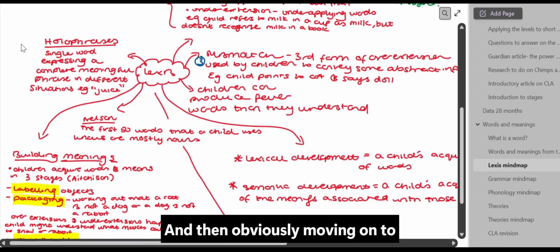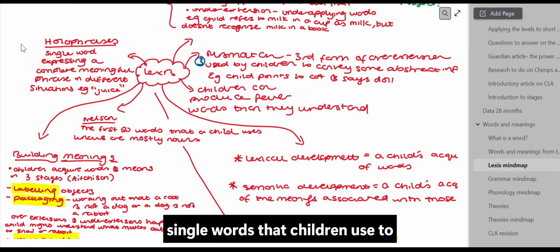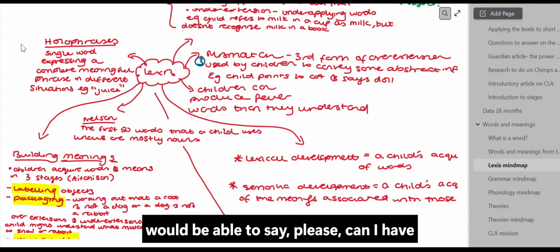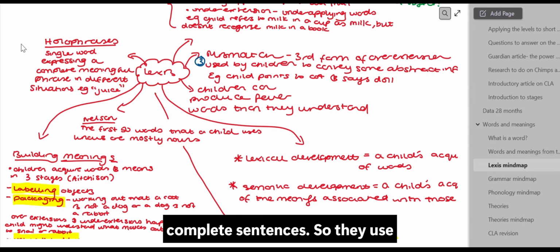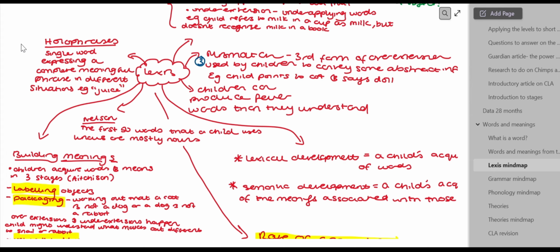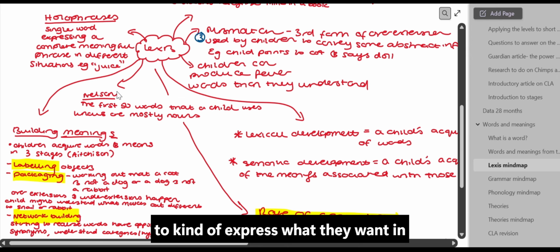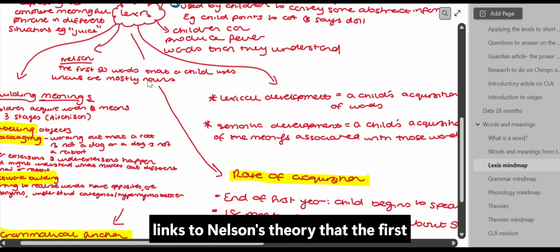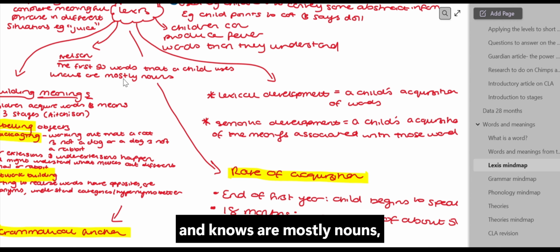Right. And then obviously moving on to holophrases. Holophrases are single words that children use to express a complete meaningful phrase in different situations. Adults would be able to say, please, can I have some juice? Or I'd like to drink some juice. But children aren't able to construct those complete sentences. So they use holophrases to convey what they want, basically using a single word to express what they want in different situations. And this links to Nelson's theory that the first 50 words that a child uses and knows are mostly nouns, right?